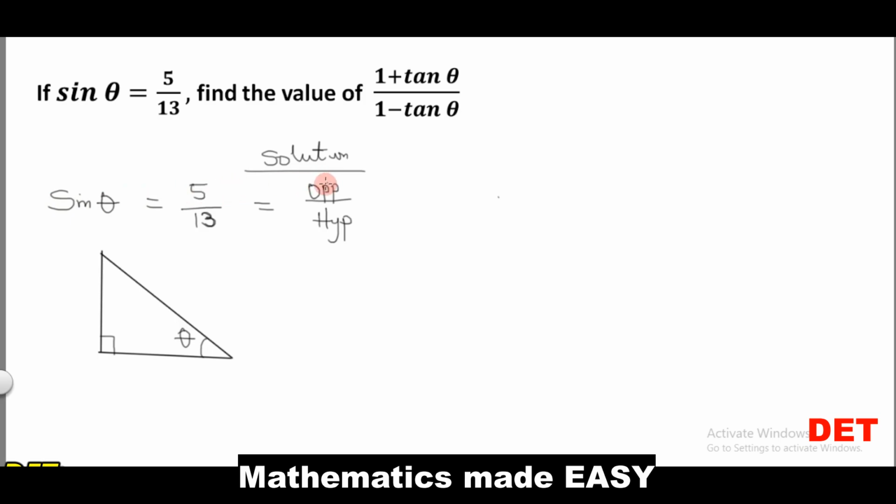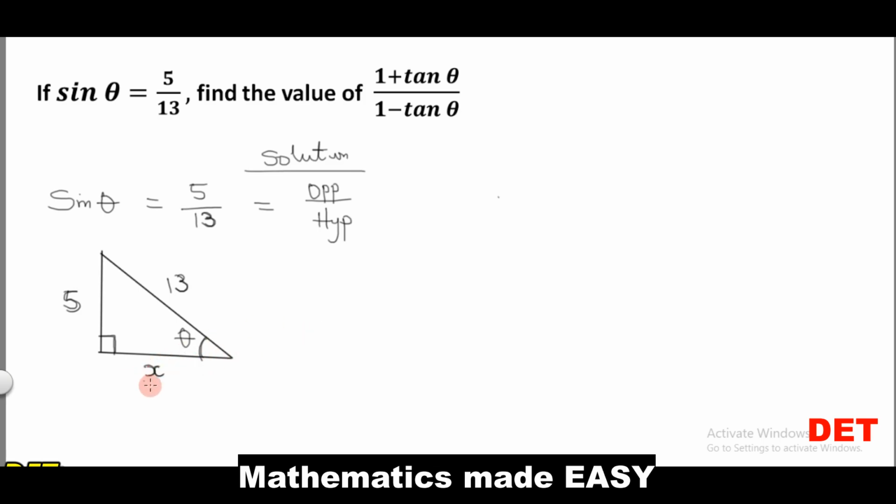So that means that my opposite is 5. The opposite is the side facing this acute angle, the theta. So here is 5. And my hypotenuse is 13. The hypotenuse is the side facing this right angle, and it is 13. So what I don't have is my adjacent, so I will name that as x.